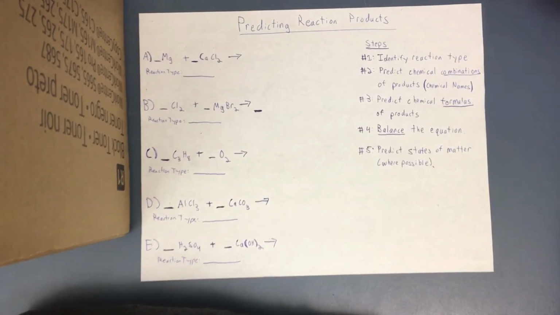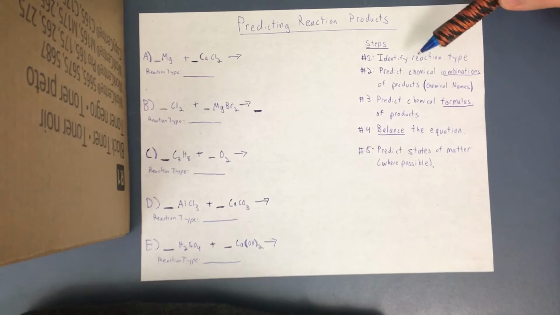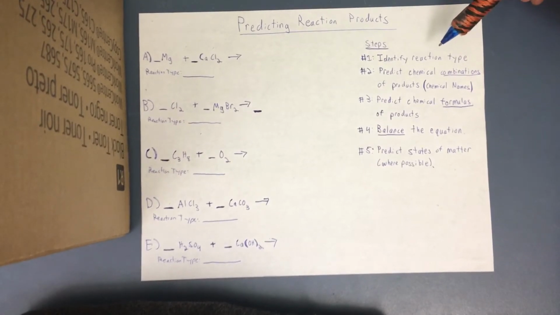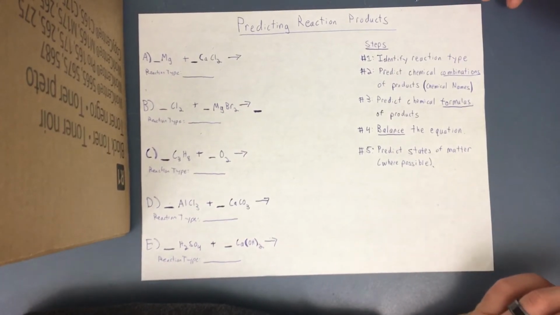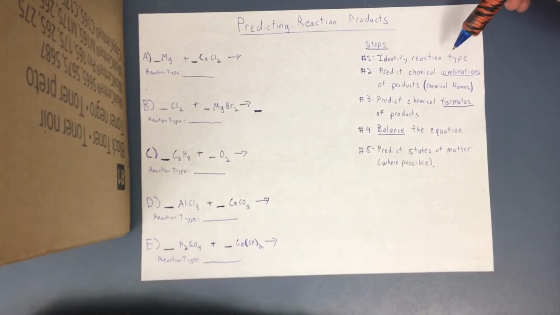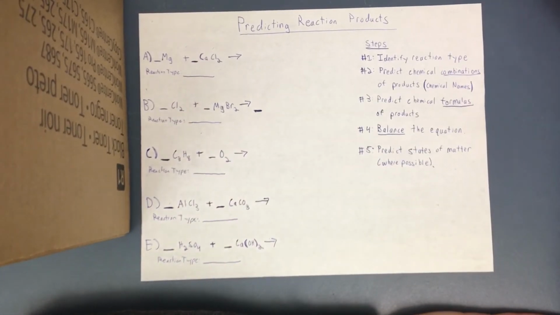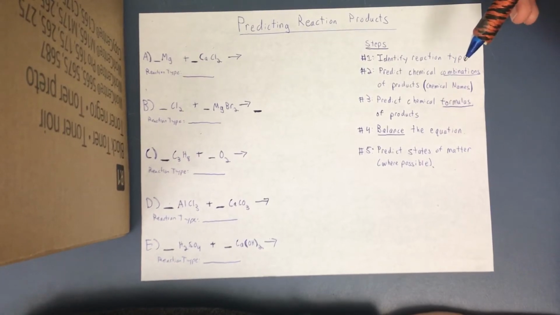So for predicting reaction products, I've identified some key steps and I've tried to summarize them in as simple language as possible to see what we need to do. The first step is to identify the reaction type. Now I've given you plenty of practice on this in terms of figuring out what a reaction type is, what's a single replacement reaction, what's a double replacement reaction, and you should be able to figure that out just based on the chemicals that are present in the reactants for the reaction. Again, there's some practice on that in some other videos that I've been posting online, so you should be able to get that there.